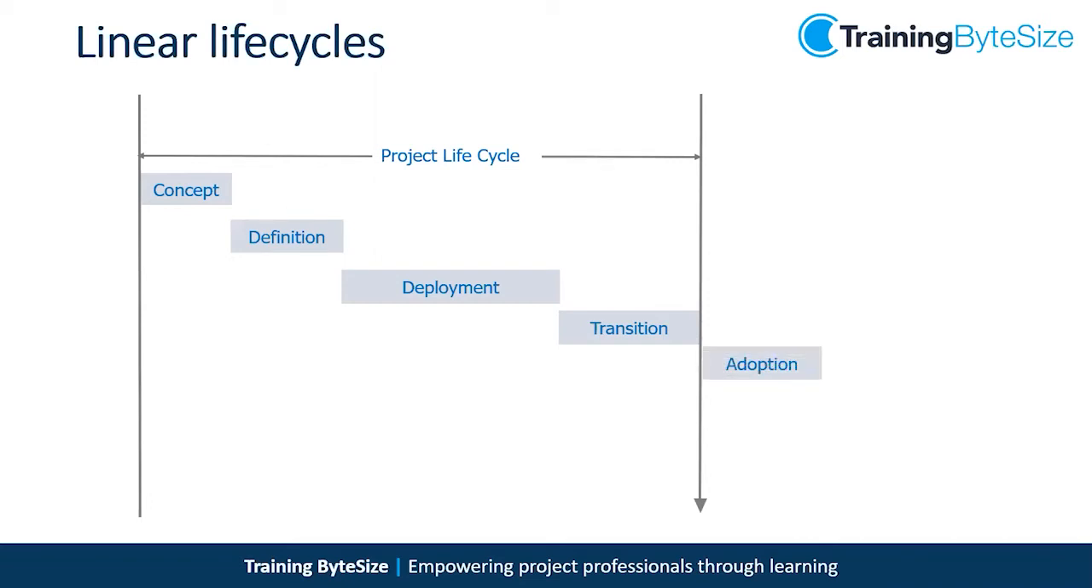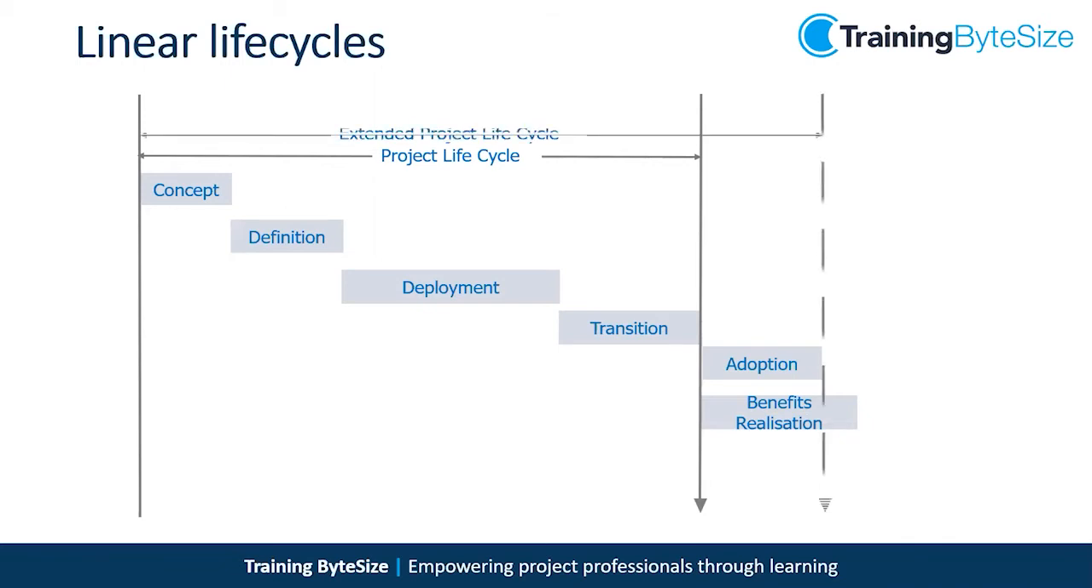Then we have something called adoption, which is a new phase. Benefits realization, adoption takes place during a benefits realization. The end of adoption is what we would call our extended project lifecycle. Adoption is that period of time where a customer now has their product. So transition, the end of transition, you give this product, the output of your project, to the customer, the user, who then start using it.